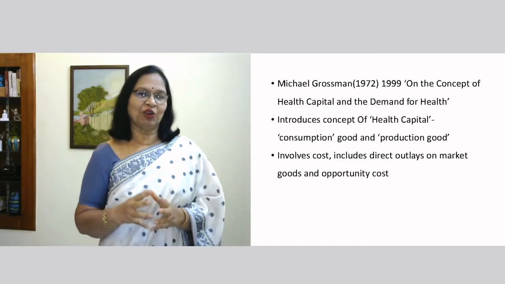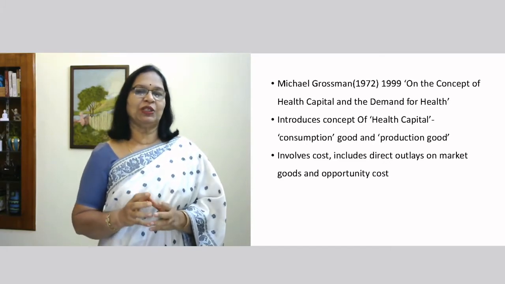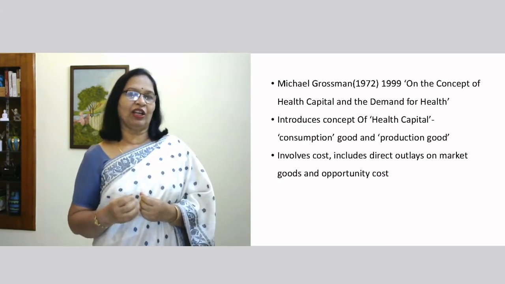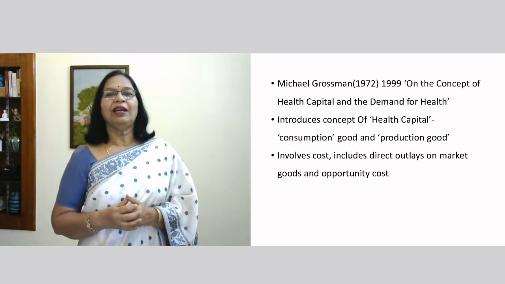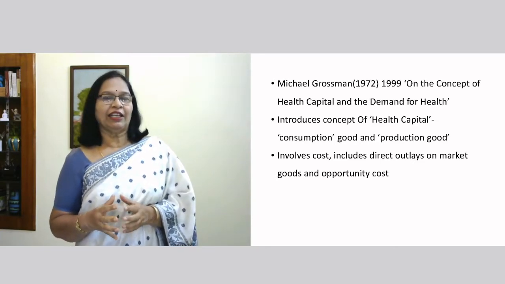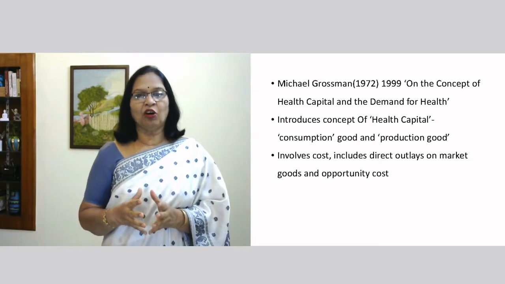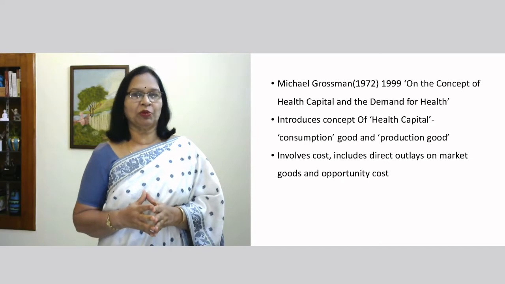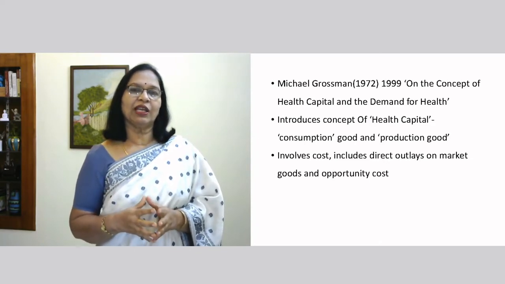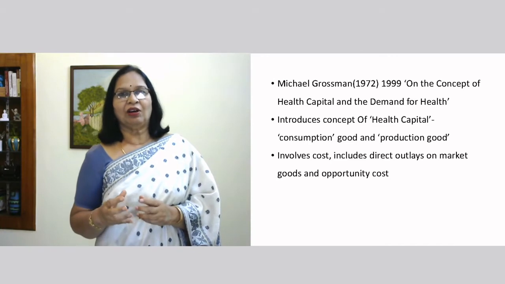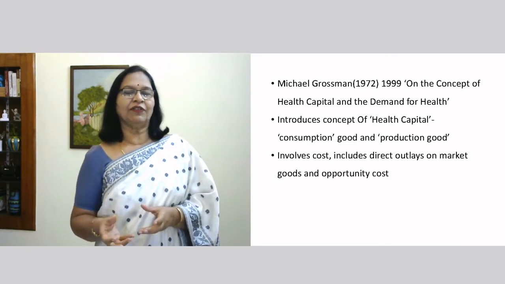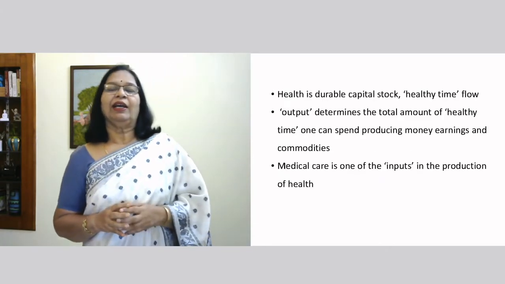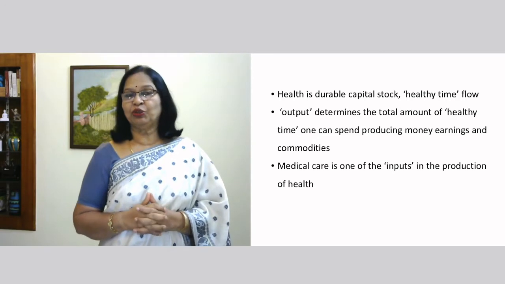So let's see how Grossman has tried to give these two terms and how these two terms acquire different meaning in the context of health. Health involves cost, it involves direct outlays on market goods that we consume, and it also involves opportunity cost. Opportunity cost is the next best alternative that we forego to get something else. Here he says that health is a durable stock.